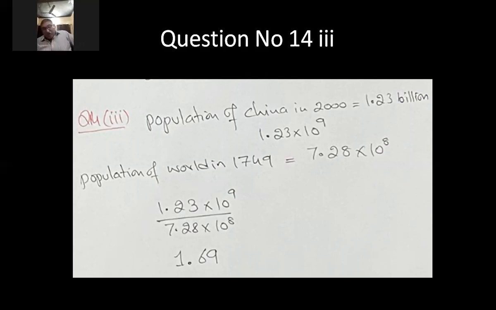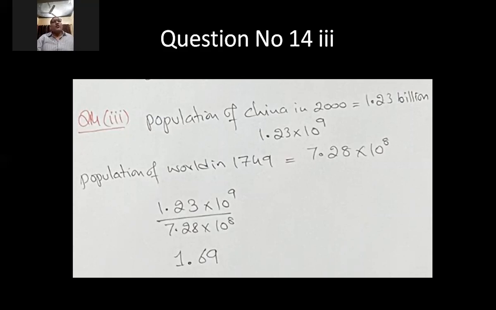1 billion means 10 raised to power 9. So the population of China in 2000 is 1.23 billion, and billion means 10 raised to power 9. So 1.23 × 10^9 is the population of China in 2000. The population of the world in 1749 is 7.28 × 10^8. So what you have to do is find how large the population of China is as compared to that of the world in 1749.